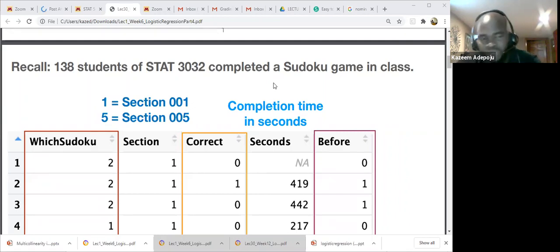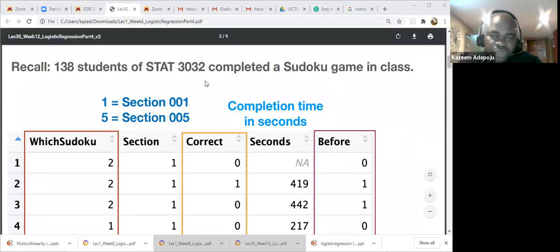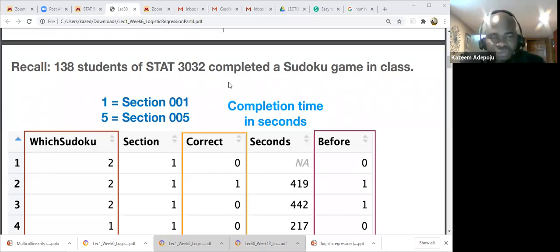The data set that we use here is 138 students of STAT 3032. This was conducted probably last year, where 138 students of STAT 3032 completed a Sudoku game in class. We had two sections of the course, just like right now we have STAT 3032 and STAT 5302 cross-listed. But here, as far as this data set is concerned, we have two sections of 3032: section 1 and section 5.